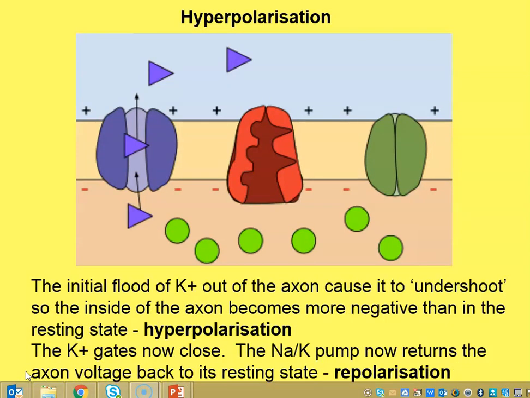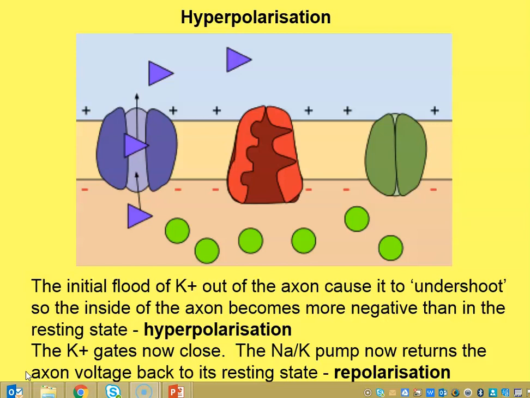Because we have that sudden flood of potassium ions out across the membrane from the cytoplasm to the outside of the cell, there's a massive flood, and it overshoots back to its minus 70 millivolt position, so it goes beyond that, and we call that hyperpolarization because it's more negative than we would usually have in the resting state.